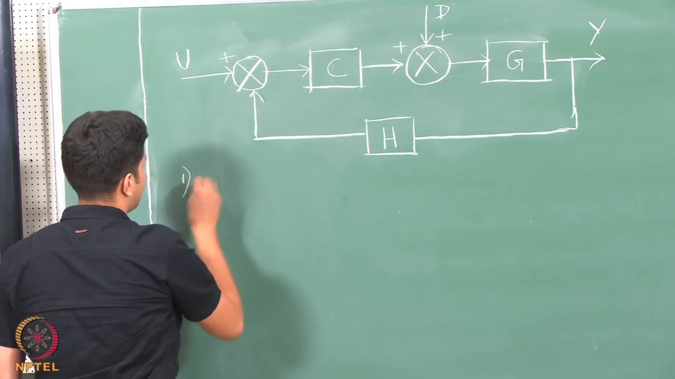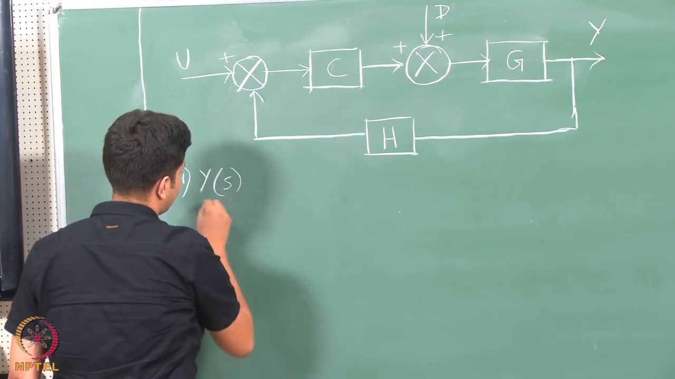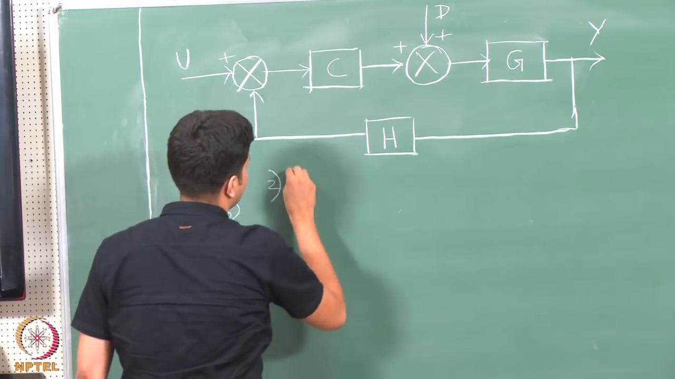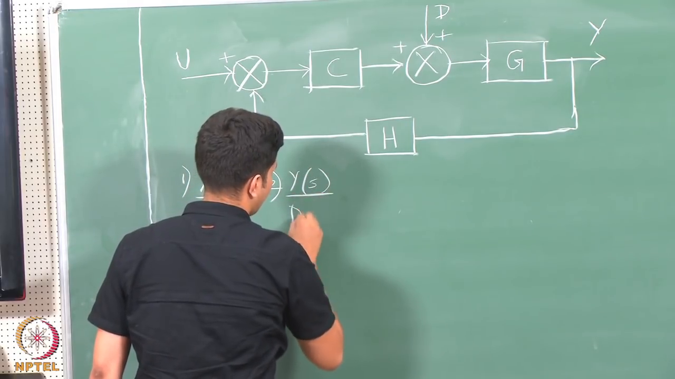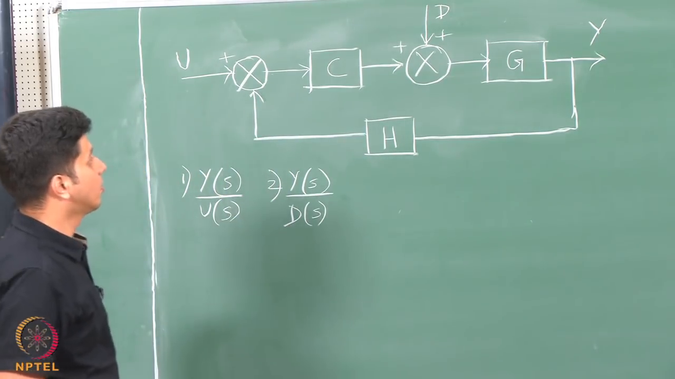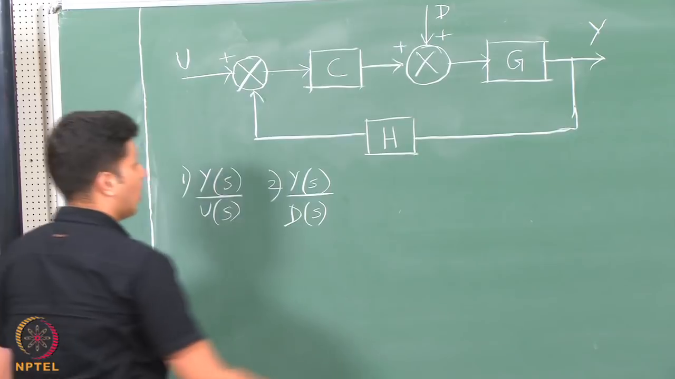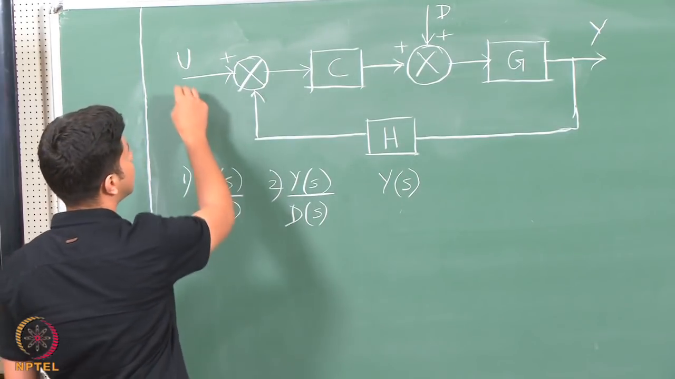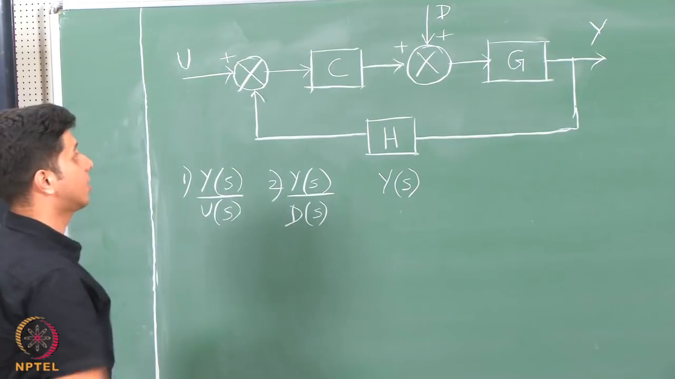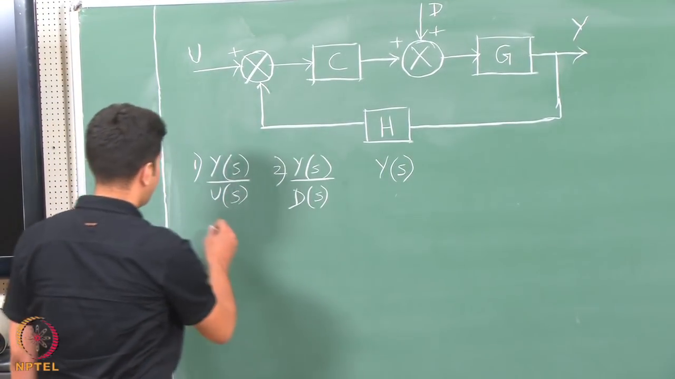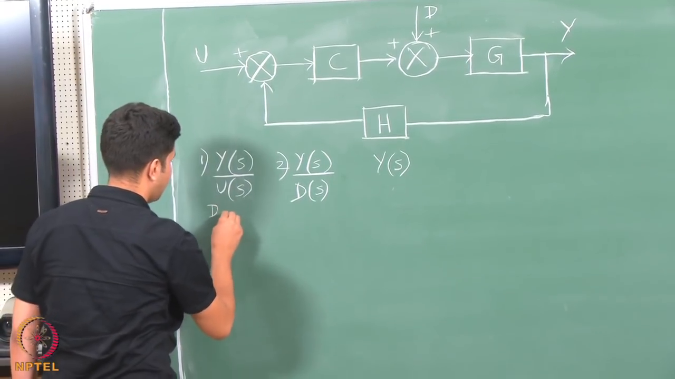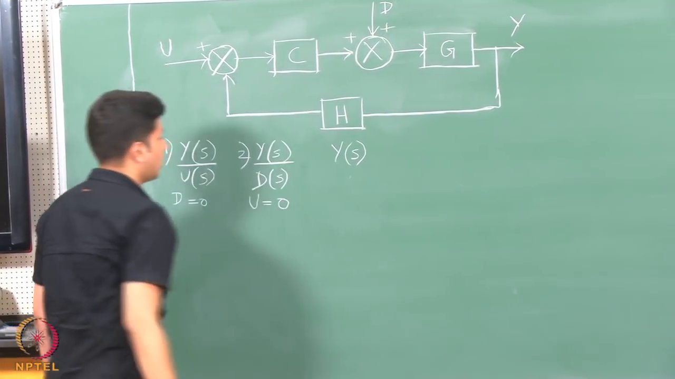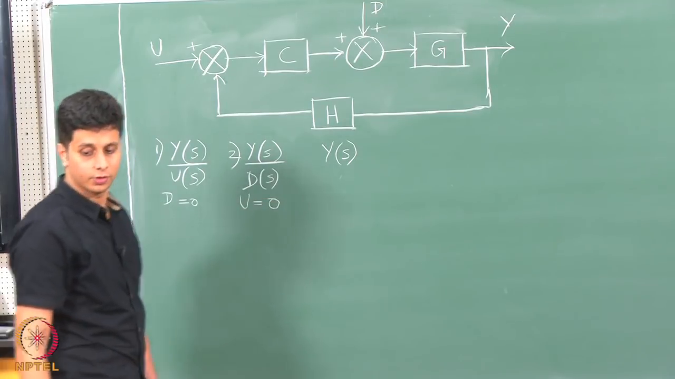That is, we can find out what is Y of S by U of S, and then we can also find out Y of S by D of S. Not only finding the transfer function, we will try to show that Y of S is actually a response due to the input and the disturbance when they act individually while the other is completely 0. So while finding this transfer function, we will make D 0, and while finding the other transfer function, we will make U 0. And then finally, we'll find the overall transfer function using superposition.